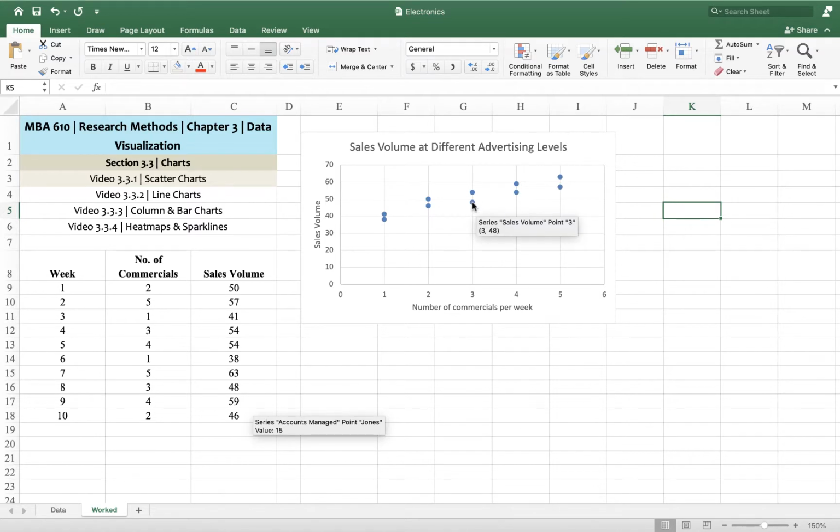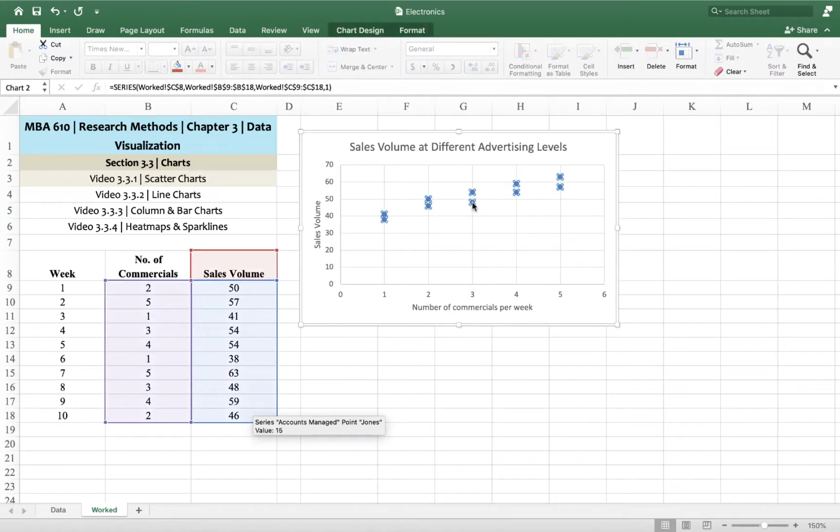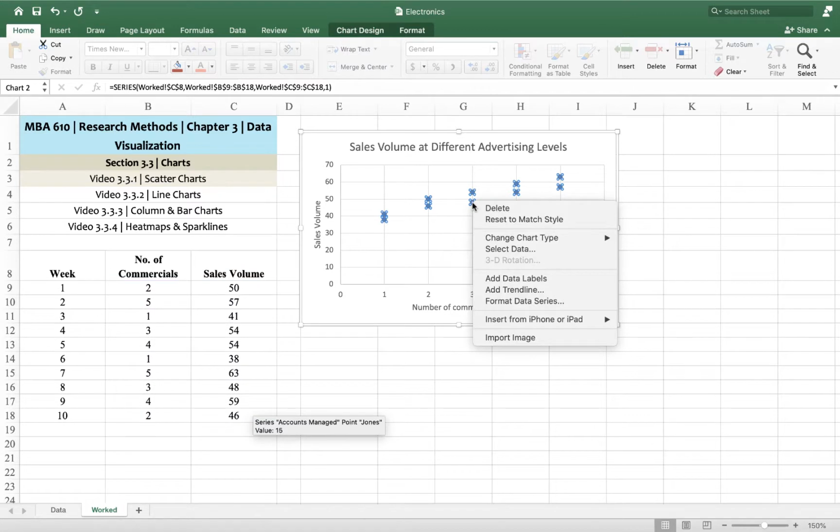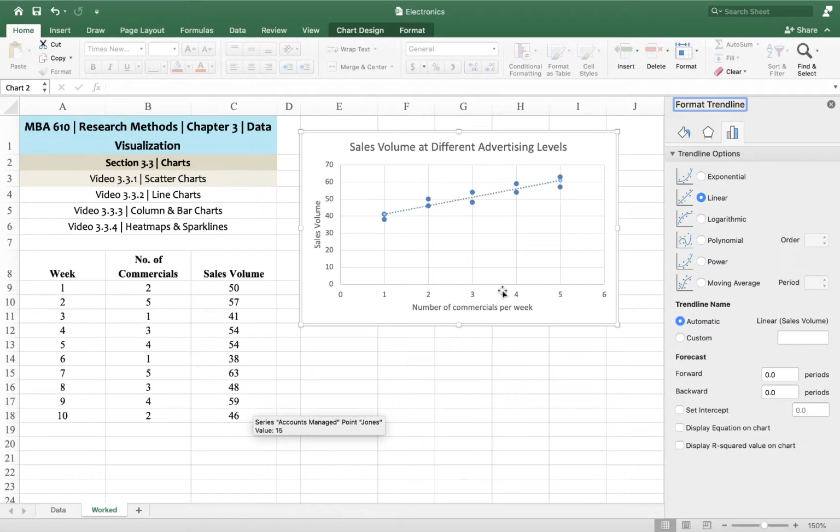If you click on any one of the dots, some of them, but not all of them, will highlight, and then right-click. So a single click, and then a right-click. And you'll choose this option that says Add Trendline. When you click on the Add Trendline button, this trendline box will come up. It'll be similar if you're on a PC.